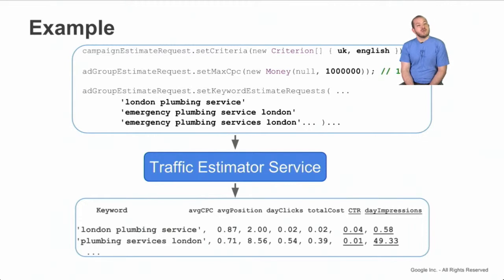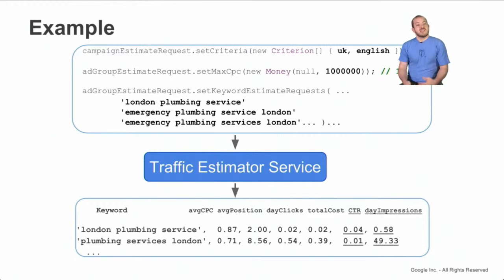So if you sent that request to the Traffic Estimator service, here's an example of what you would get back. For each keyword, when you unwrap the whole response object and take a look at everything you got back from them, you have some estimates here and some metrics that you've requested. One of the key components, if you look at the second to last column, is CTR. So now you've actually gotten a CTR estimate, which, like we mentioned in the previous slide, is a very good proxy for quality score. It may not be exact, but it's very good.